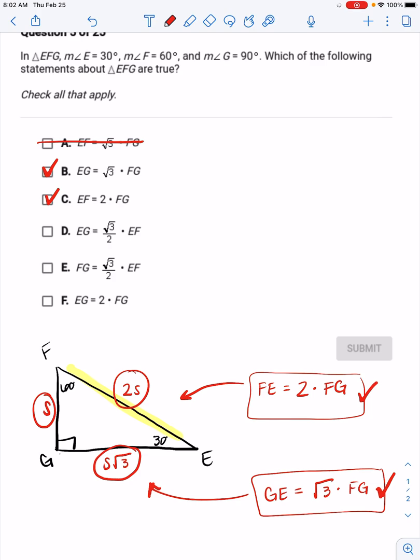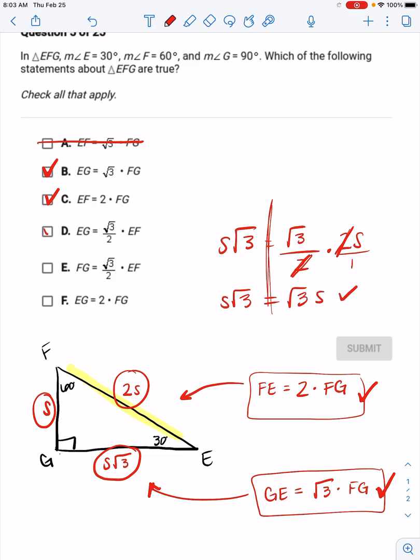So if I made an equation out of this, we have EG is S radical 3 equals radical 3 over 2 times EF, which would be 2S. I want to see if this equation is balanced, okay? What I see automatically, on the right-hand side of this equation, this is over 1 technically, so this 2 on the bottom and this 2 on the top cancel. So then I have S radical 3 equals radical 3 times S. So those are the same. Even though this is a weird one, that does work, okay?